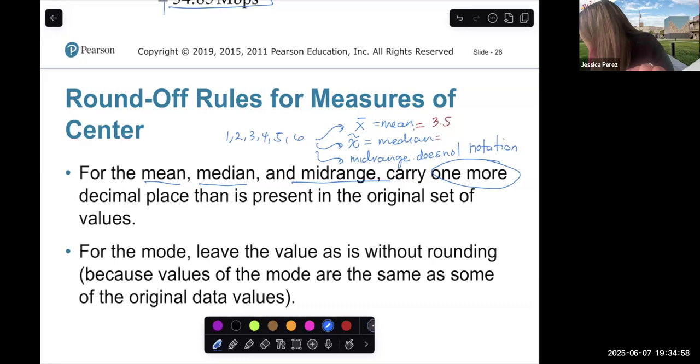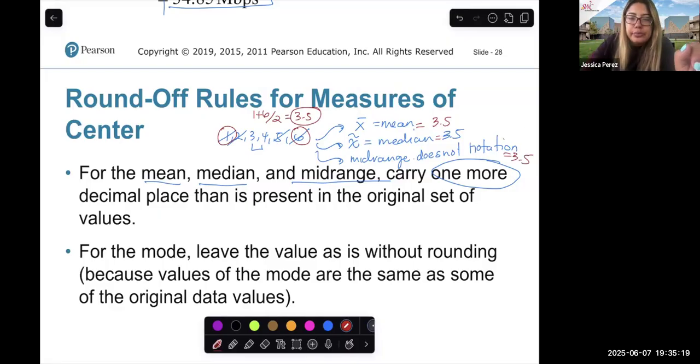Now the median. How do we find the median? We cross, cross, cross, cross, and we get 3.5. And then lastly, if we're looking at the mid-range, 1 plus 6 divided by 2, we still get 3.5. So for this example, they're all the same, but I purposely selected this example.